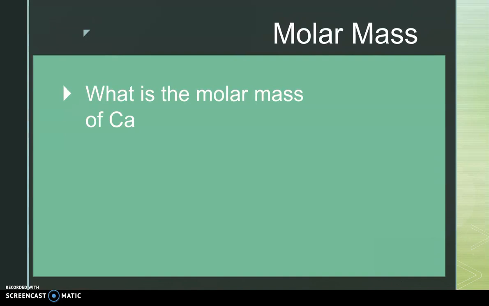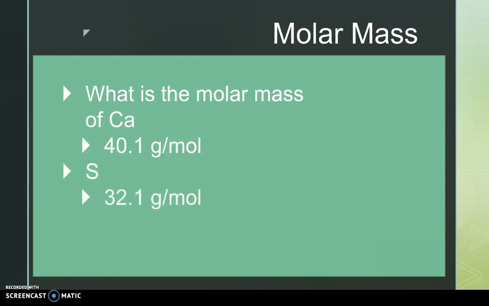So the molar mass of calcium, it's element 20. I looked down at its mass number. It is 40.078. And so we just round that to 40.1. Sulfur. Sulfur is element 16, and it's 32.06. And so we just round it here to 32.1. And you see our units are grams per mole. Okay, remember that.